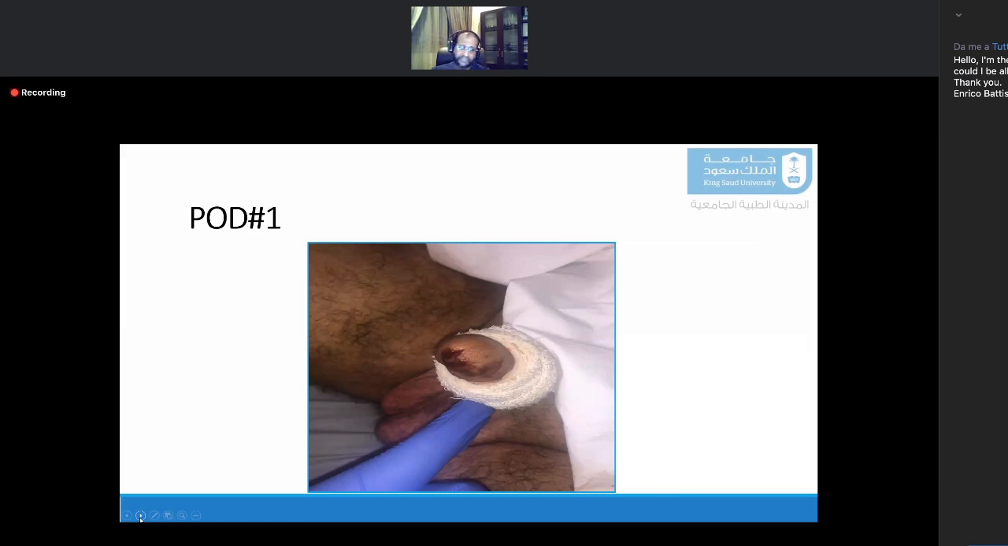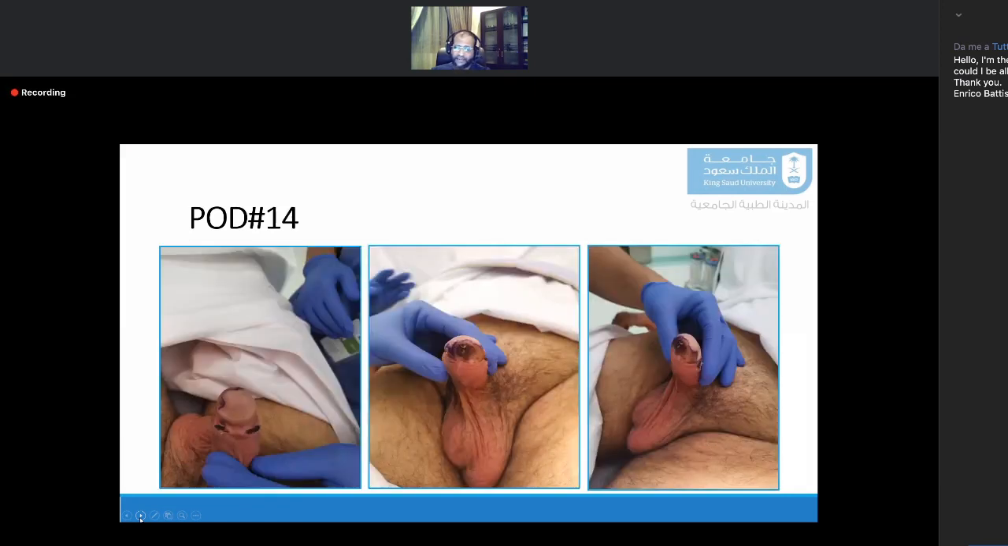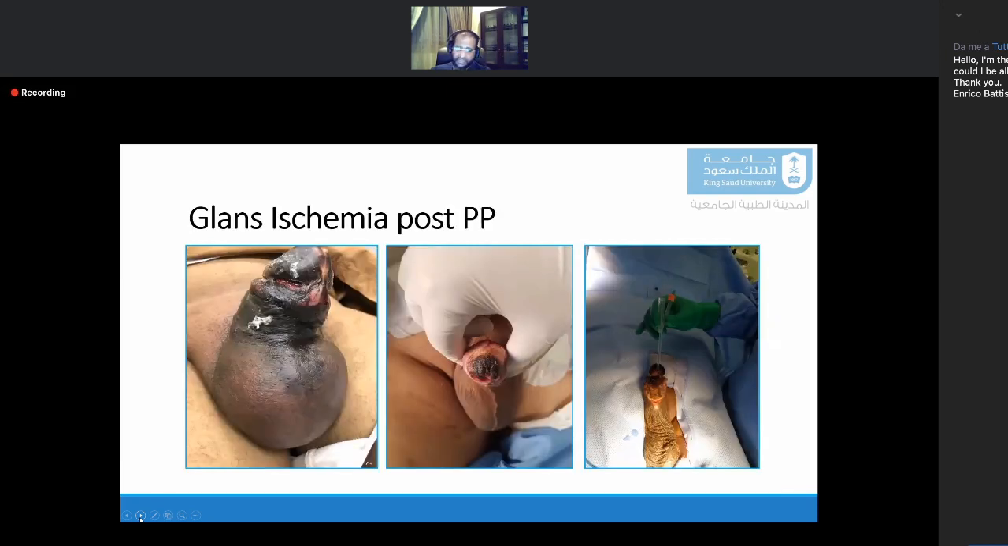Next slide, please. And that was his picture after 14 days. You can see a very clear area of demarcation for glans ischemia. Fortunately, we could rescue the remaining part of the glans. The rod was explanted right away, and he lost something like 10% of his glans volume. I have to say this patient is diabetic, on insulin, without any other risk factor. Next slide, please.